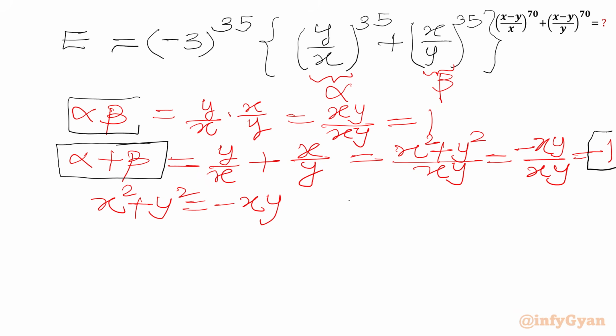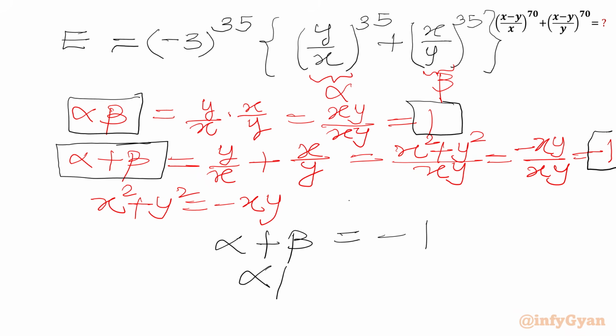And we have alpha beta equal to 1. So let me write here alpha plus beta equal to negative 1, alpha times beta equal to 1. So this is the sum of roots, this is the product of roots. We'll write one quadratic in t whose roots are alpha and beta.